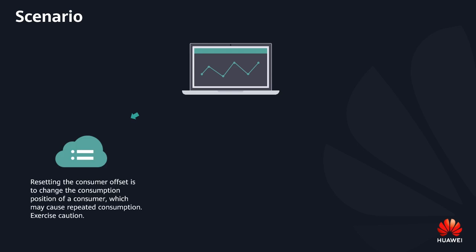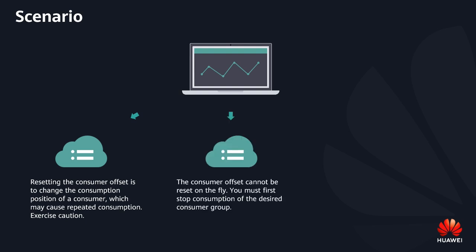Resetting the consumer offset is to change the consumption position of a consumer, which may cause repeated consumption. Exercise caution. The consumer offset cannot be reset on the fly. You must first stop consumption of the desired consumer group. This video demonstrates how to reset the consumer offset.